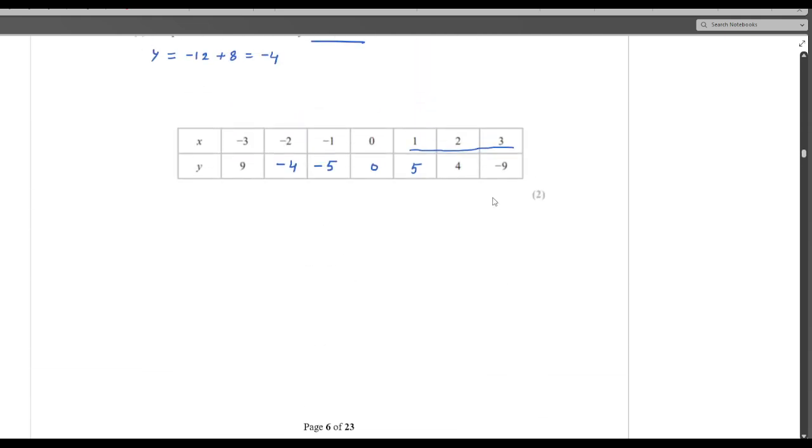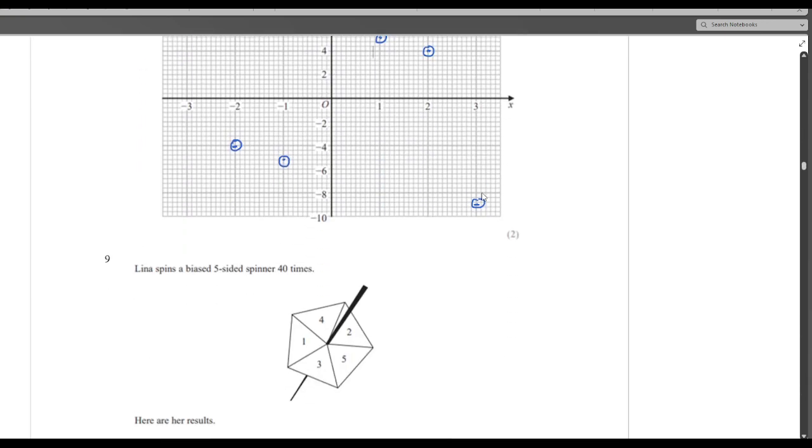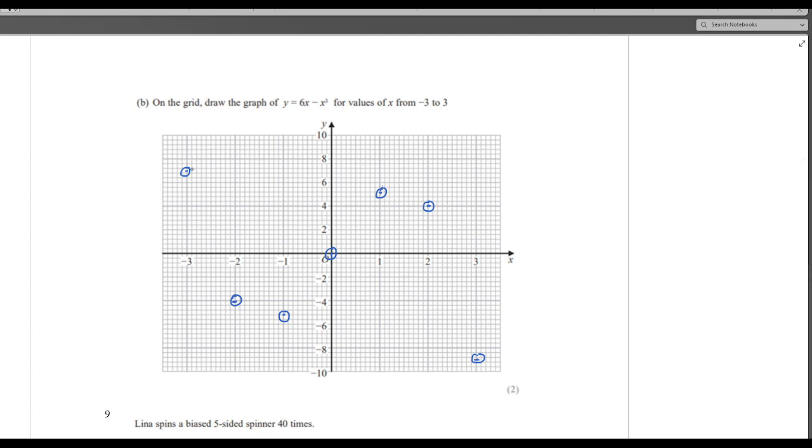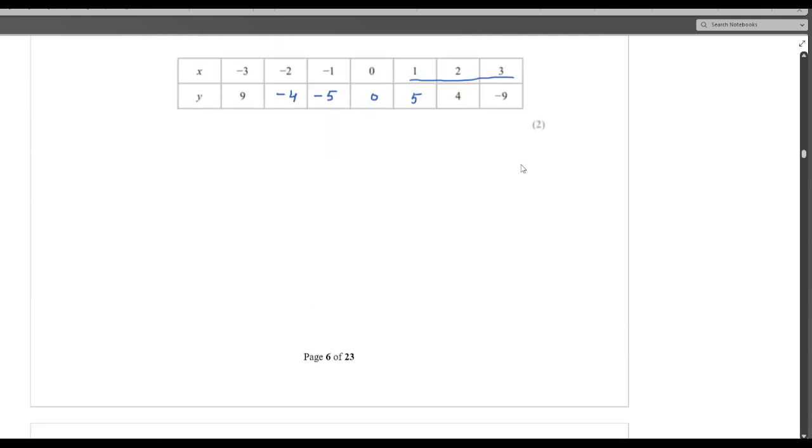For minus 1 it is minus 5, so a point somewhere here. For plus 1 it is plus 5, a point somewhere here. And then for 0 the value is 0, so this is the point. Now if I draw a smooth curve passing through these points, I will get a curve which goes like this, and then from here it goes like this, then from here it comes and goes like this. So this is your required graph.